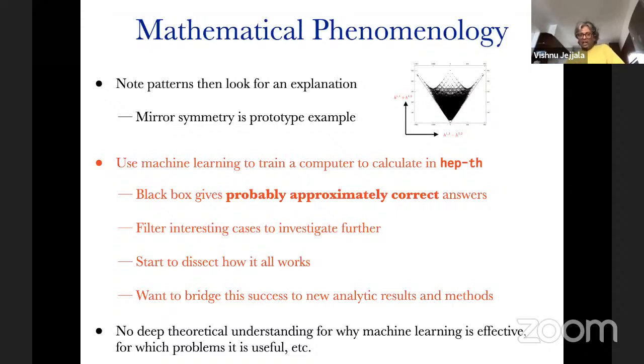We can filter interesting cases to study, and we can start dissecting how the machine is learning and use this as a bridge to go from computer results to analytic results and new methods. But so far, even the machine learning community, computer science community, there's no deep theoretical understanding for why these techniques work and for which problems a priori we can apply these things. So that's also something which we'll have to discover by experimentation, by trial and error as we proceed.